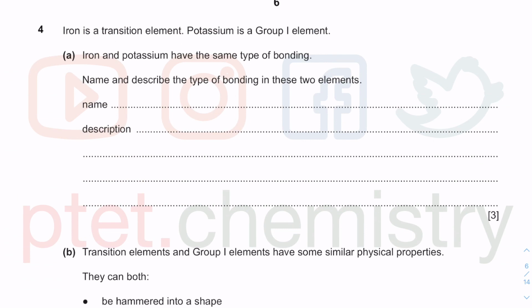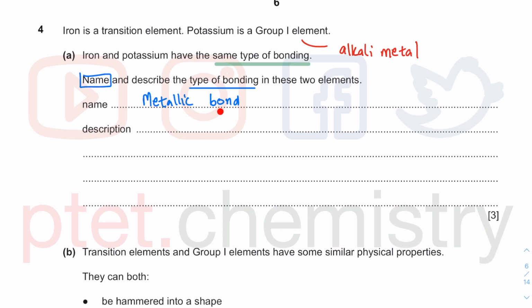In this next question, iron is a transition element in the middle block of the periodic table. Potassium is a group 1 element. You will call this an alkali metal. But iron and potassium have the same type of bonding. We are not talking about structure, we're talking about the bonding. Name the type of bonding. That has got to be metallic bonding. There is no such thing as giant metallic bond or simple metallic bond, because giant or simple is to do with structure, whereas the bonding is the electrostatic force of attraction.